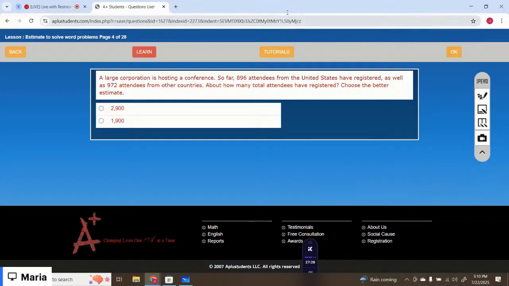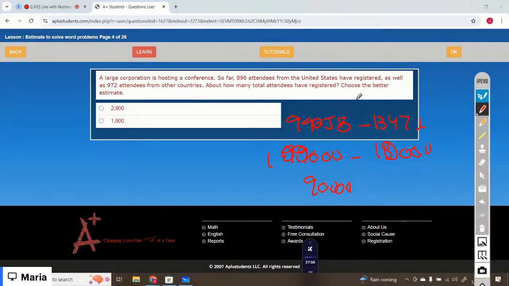A large corporation is hosting a conference. So far, 896 attendees from the United States have registered, as well as 972 attendees from other countries. About how many total attendees have registered? You need to add them, right? So 896 plus 972. 896 is rounded to 900.